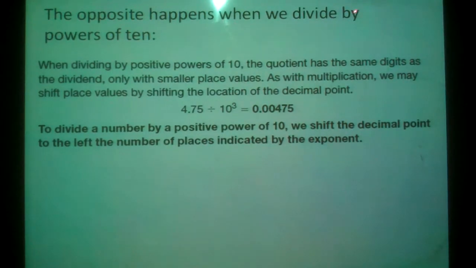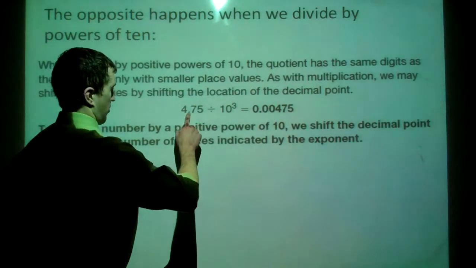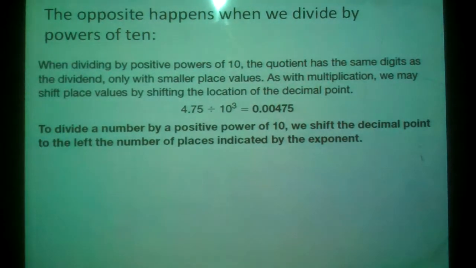The opposite happens when we divide by powers of 10. For instance, if we take 4.75 divided by 10 to the third, we still move our decimal 3 places, but we go 3 places to the left instead.